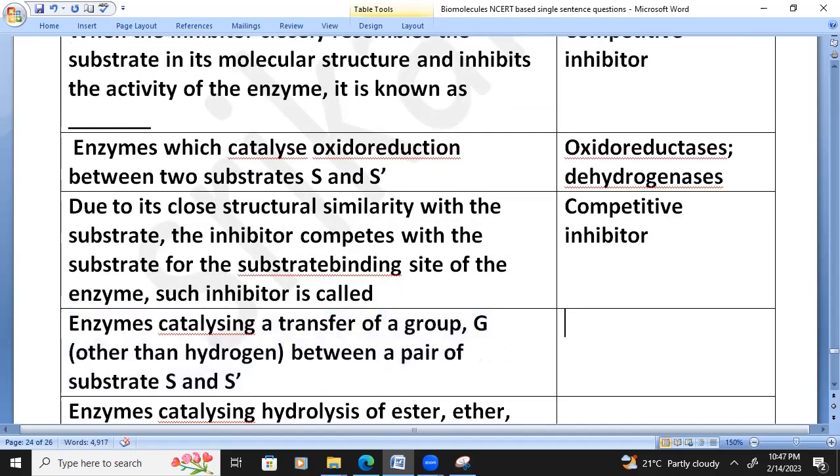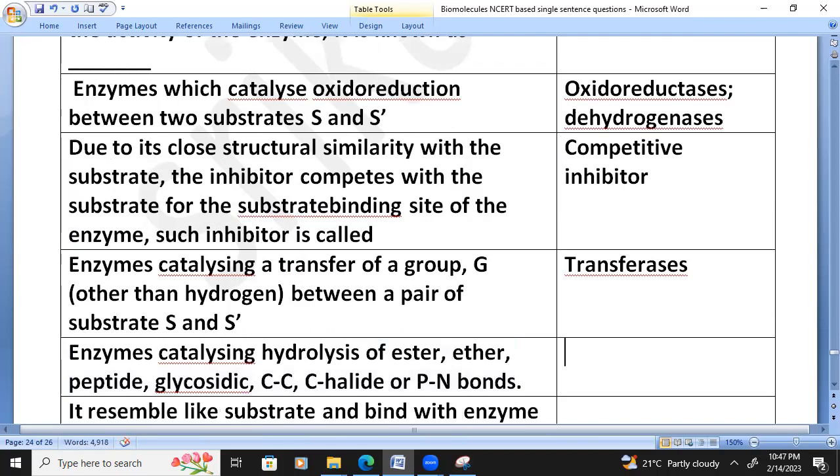Enzymes catalyzing a transfer of a group G other than hydrogen between a pair of substrates S and S1 are transferases. Enzymes catalyzing hydrolysis of ester, ether, peptide, glycosidic, carbon-carbon bond, carbon-halide bond, and phosphorus-nitrogen bonds are hydrolases.